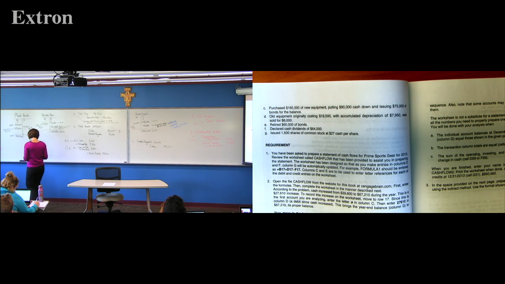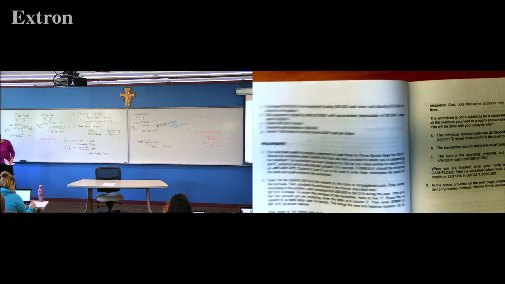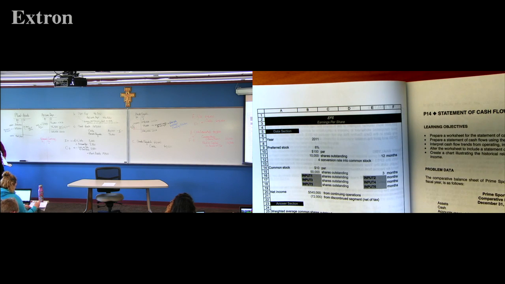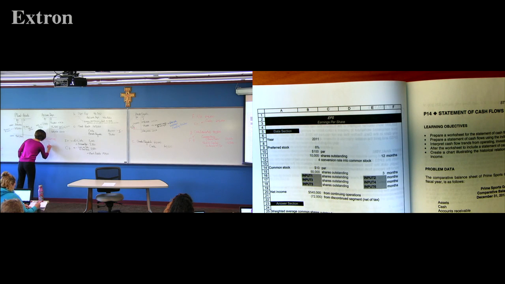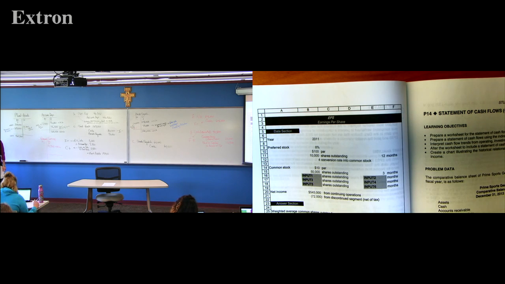The only other account we didn't look at is retained earnings. Okay, so retained earnings has a normal balance of a credit. Retained earnings had a beginning balance of $171,900 at 12/31/12, and then 229,510.